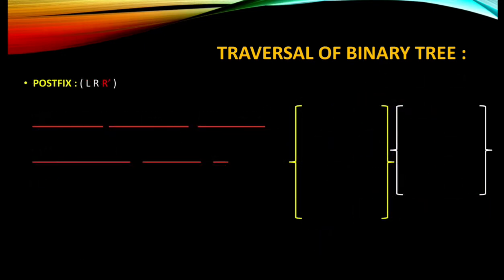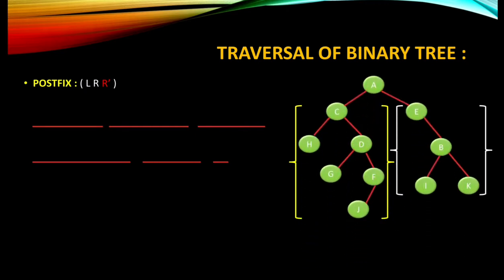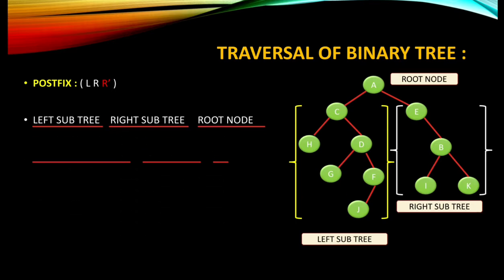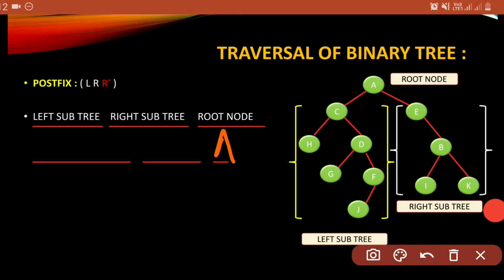Now moving further to the third one, that is postfix. Post means in last you have to write the root. Same tree we are having: root, left subtree, right subtree. Now, firstly we have to deal with the left subtree, then the right subtree, then the root. Now we have to write the root in last. How? See, in this way. Everywhere we have to write the root in last.